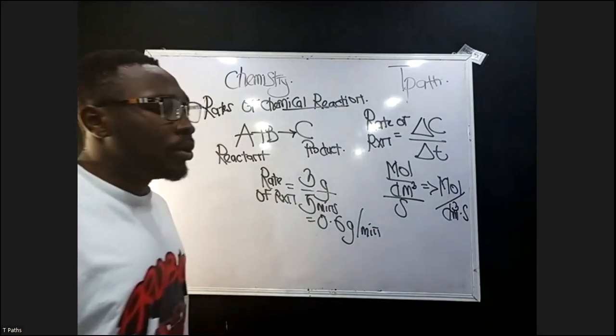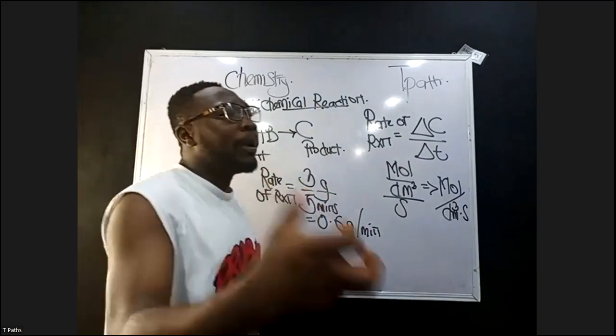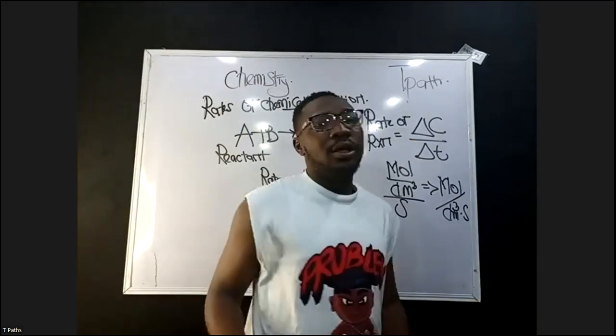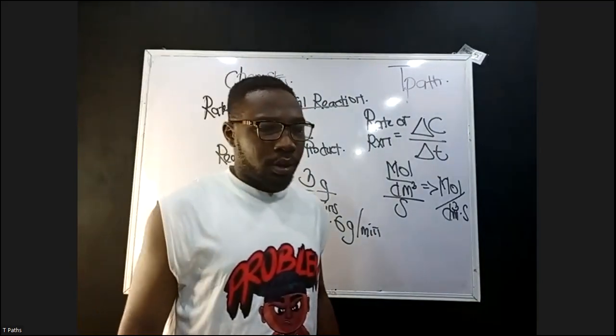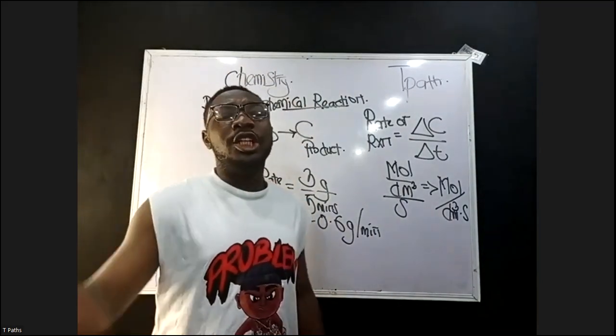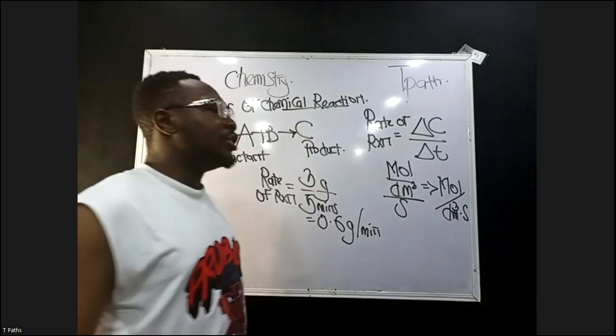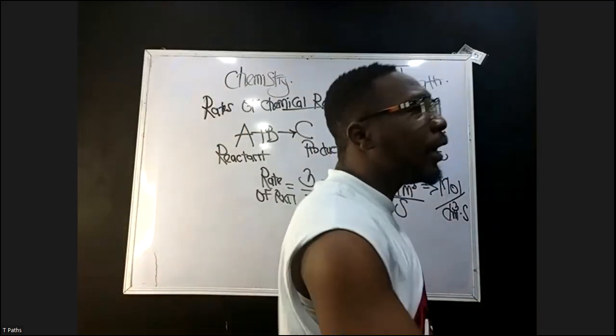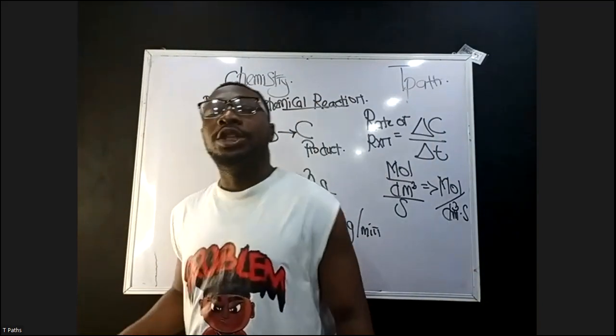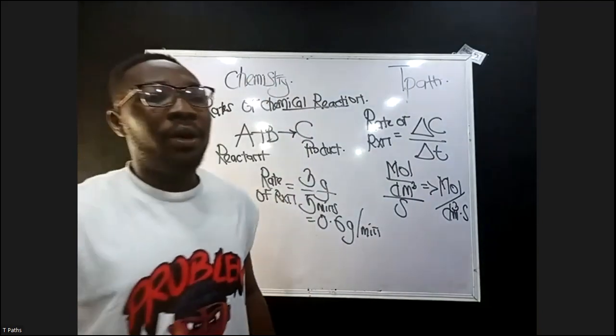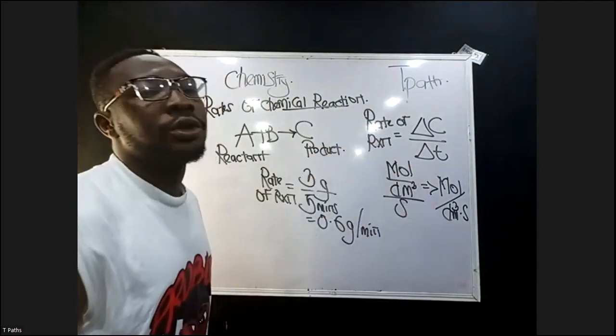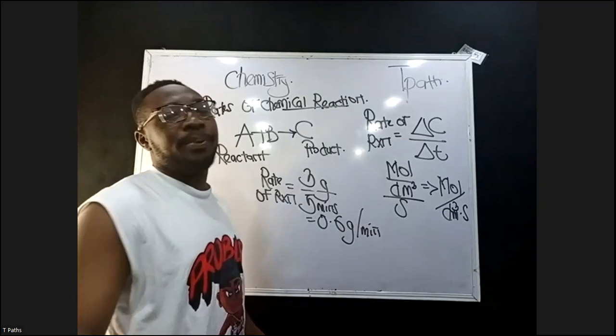Another way that can be done is by measuring a property of the system with respect to time. An example of that is the change in pressure with respect to time. And another one is the change in pH with respect to time.